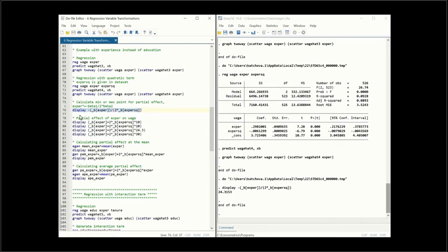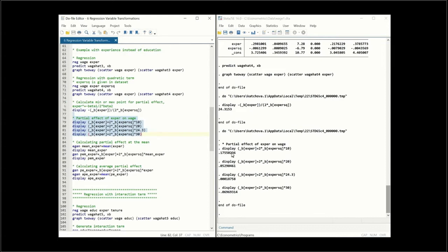marginal effect. So let's display the marginal effect of experience on wage at several different values. Again, we're picking up this expression and we will evaluate it at 10, 20 years. We would also estimate it at this number that we calculated here and then at 30. If we calculate these numbers, we see that at 10 years of experience, the effect of experience on wage is 17 cents. At 20 years it is 5 cents. Then it goes down to zero at 24.3 years, and then at 30 years, it actually turns negative.